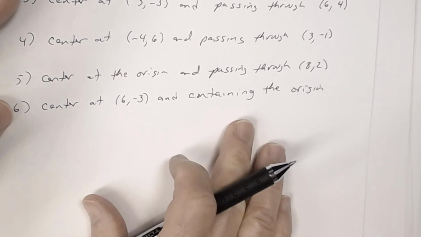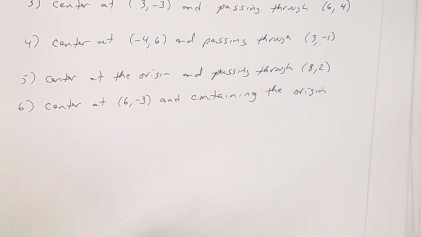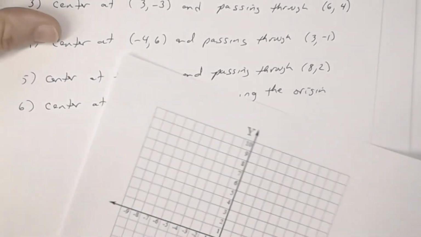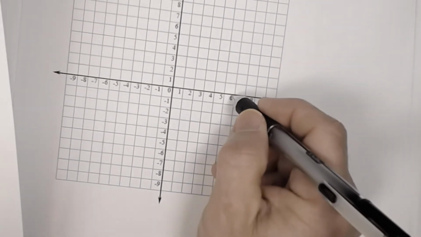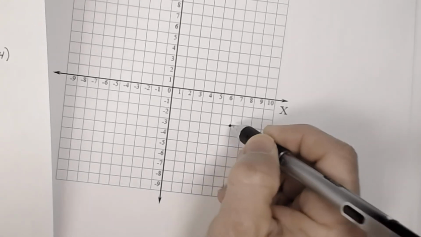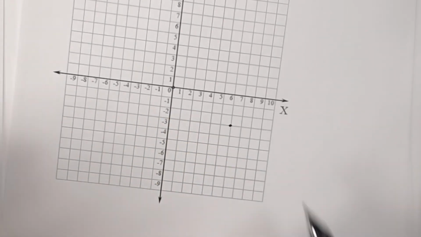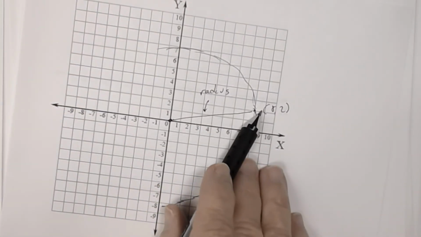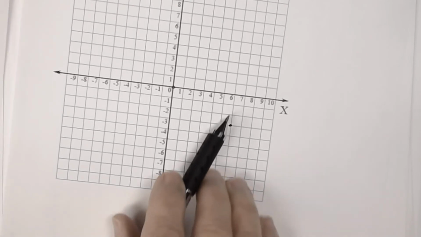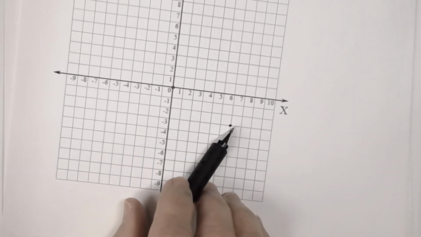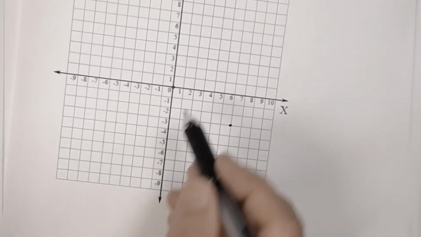All right, and then finally, let's look at number 6. So number 6, you're told that the center is at 6, negative 3, and it contains the origin. So this time what that means, if you look at the picture of this, is this: your center is at 6, negative 3, right here, and it contains the origin. Just like we did in the previous problem where you're told that the center is the origin, and it contains this point, it's just the other way around now. The center is here, and it contains this point. So it looks something like this.